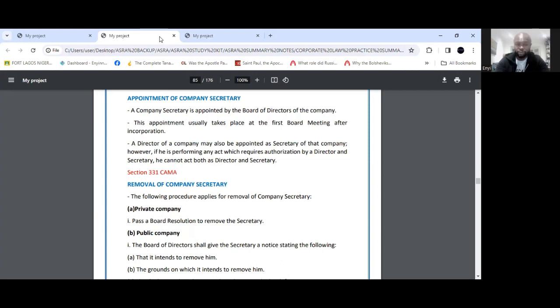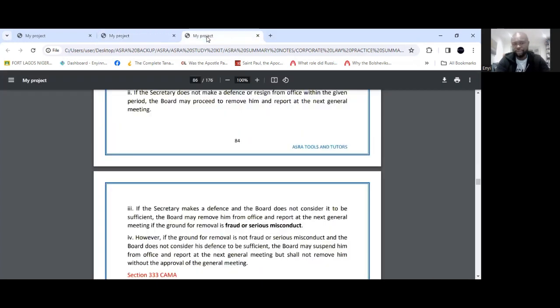Now, how are they removed from office? In private companies, the board again could simply pass a resolution to remove the secretary. But for public companies, there's a little more of an elaborate procedure provided in the Act. Now, with public companies, first, the board of directors has to give the secretary notice stating the intention to remove him as secretary and the grounds on which it is intended to remove him.